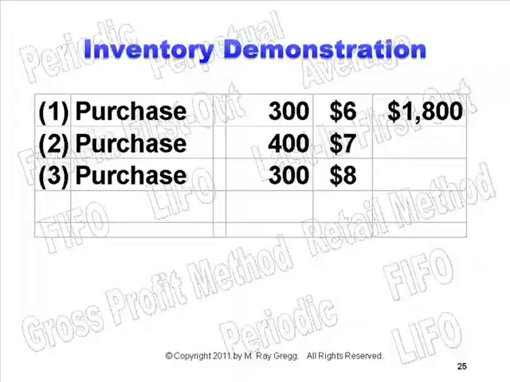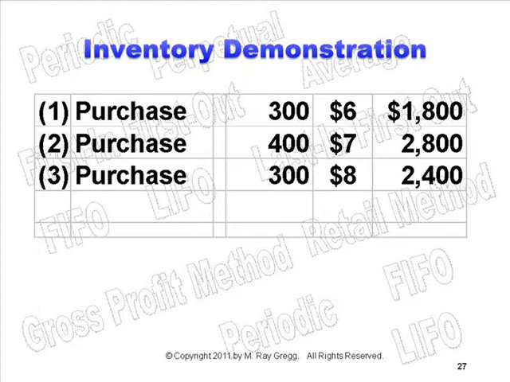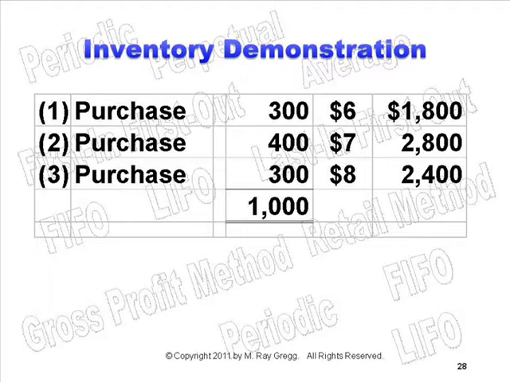300 times 6 is $1,800. 400 times 7 is $2,800. I hope you're working them out in your head. Come on, do it with me. 300 times 8 is $2,400. Now let's sum. Let's do 300 plus 400 plus 300. There's 1,000 units that we're working with. And let's do the extended amounts. 1,800 plus 2,800 plus 2,400 is 7,000.